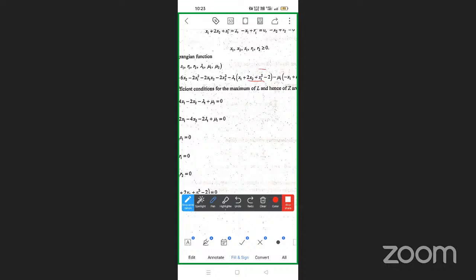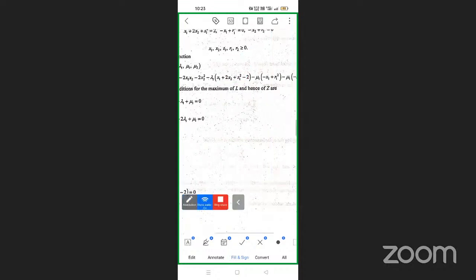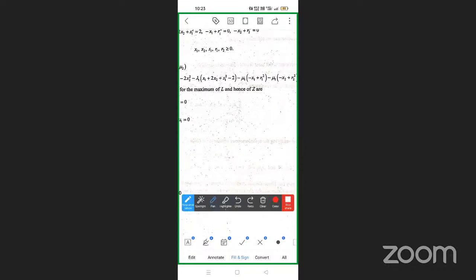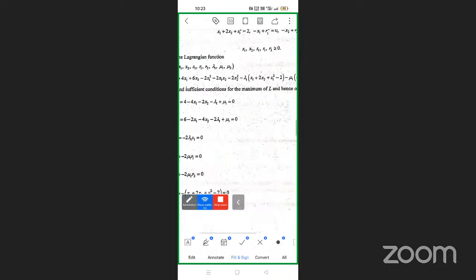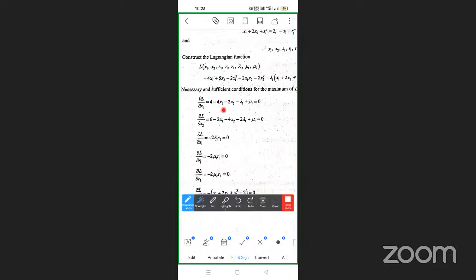Next, mu into minus x1, differentiation minus 1, plus mu1. Remaining all are zeros. There is no x1 in the mu2 term. So the first differentiation: 4 minus 4x1 minus 2x2 minus lambda 1 plus mu 1 equals 0. So this is the differentiation with respect to x1.